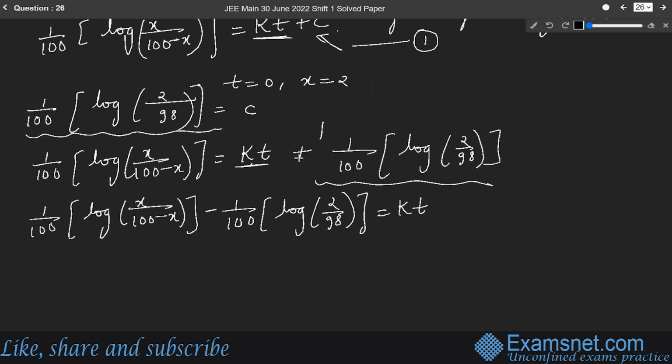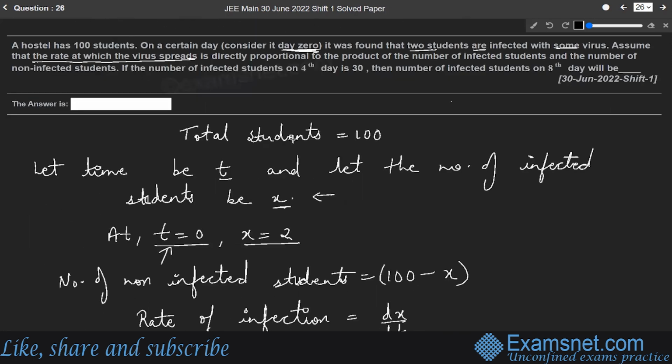Since this expression is positive on the right hand side, when it comes to the left hand side, it will be negative, right? So now we have the value of kt. Now let us substitute another value. First, let us read the question. It is given that the number of infected students on the 4th day is 30. What is the number of days? 4. So when t is equal to 4, the number of infected students is 30. What is the number of infected students? It is x. So when t is equal to 4, x is equal to 30.